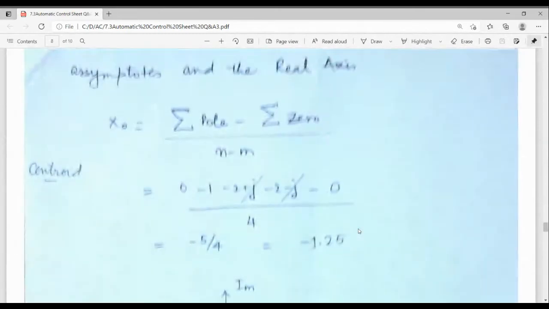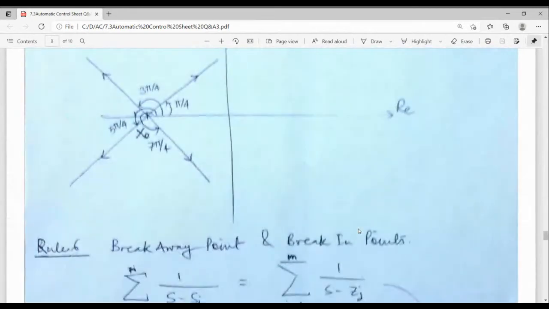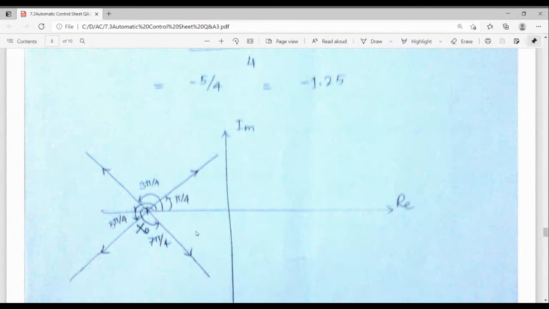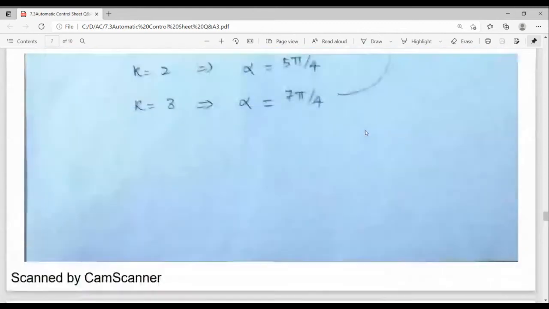You can see here these asymptotes: pi by 4, 3 pi by 4, 5 pi by 4, 7 pi by 4. Now the centroid you have to find.